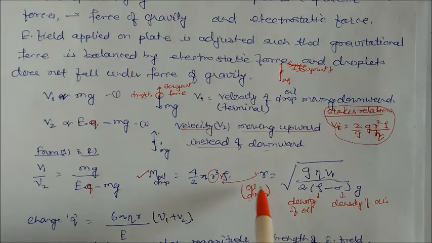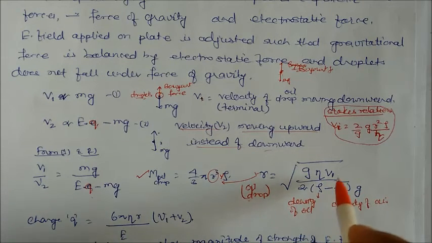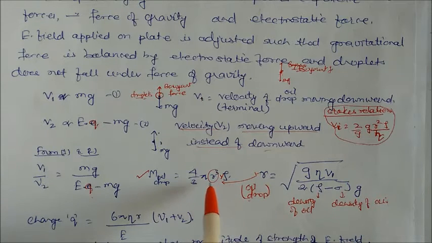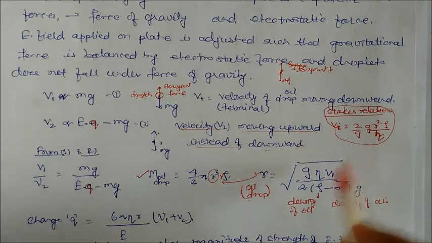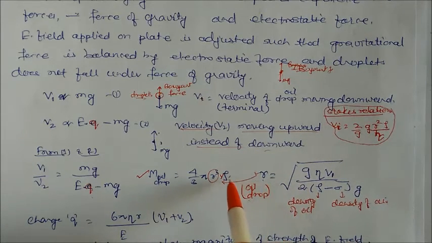Now here we can calculate r equal to the square root of 9 η V1 divided by 2 (ρ minus σ) g, where ρ is the density of the oil and σ is the density of the air. From this we can find r using the terminal velocity. This is the equation of terminal velocity. So here we know r, and we know the densities. Now we can find the mass of the oil drop.